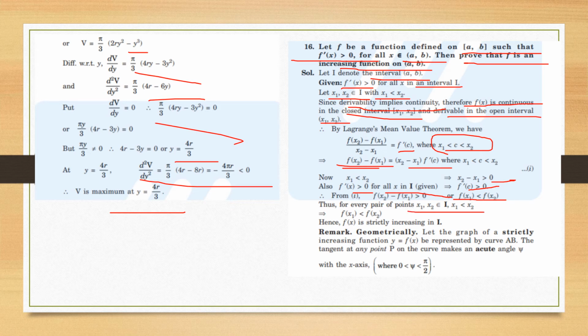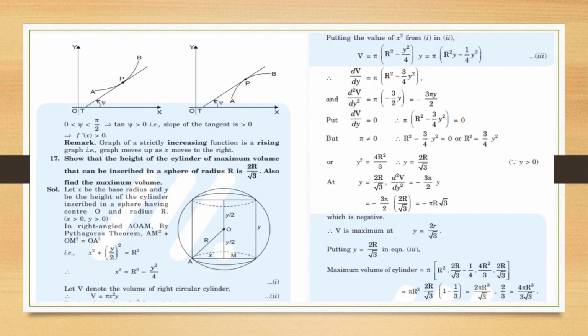So what do I get? For the pairs x1, x2 belonging to I, where x1 was less than x2, I got f(x1) less than f(x2). And this is the example of a strictly increasing function. We can see from here also that the graph of a strictly increasing function is a rising graph and it moves upwards, and the reverse, a decreasing function, is in this way. So we can always interpret it like this: the slope of the tangent is positive, then the derivative is positive, and if it is negative, then your function is decreasing.